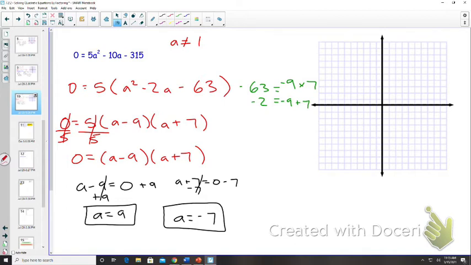So 9 can be over here, and negative 7. And our a is positive, so happy. Something like that. And then our y-intercept would just be negative 63 or something. It would be negative 315.